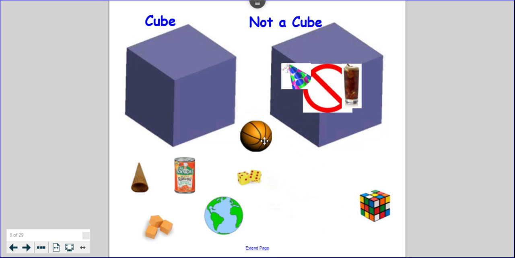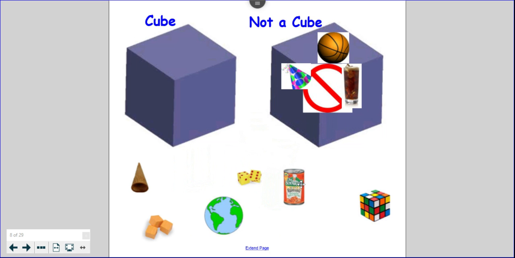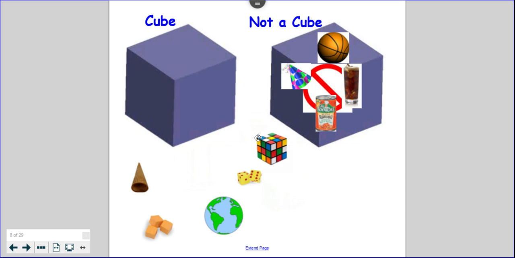What about this basketball? Is that the shape of a cube or is that another shape that we've talked about? I remember that's a sphere, not a cube. What about this soup can? Do you see sides that look like the shape of a square on this soup can? Me either. That's not a cube. What about this game? This is actually called a Rubik's Cube. That is the shape of a cube.